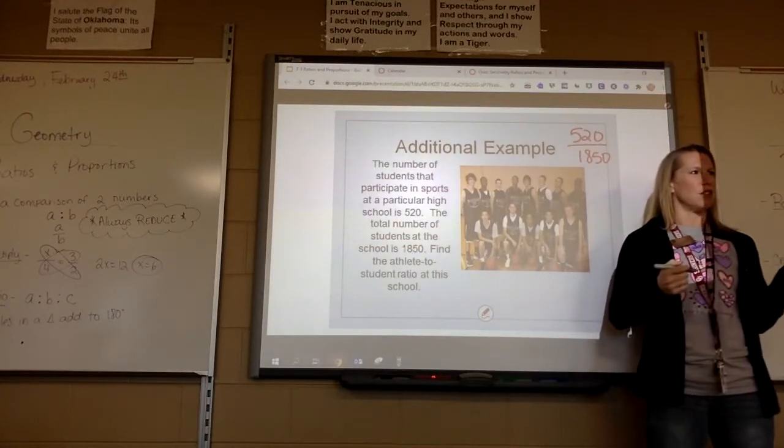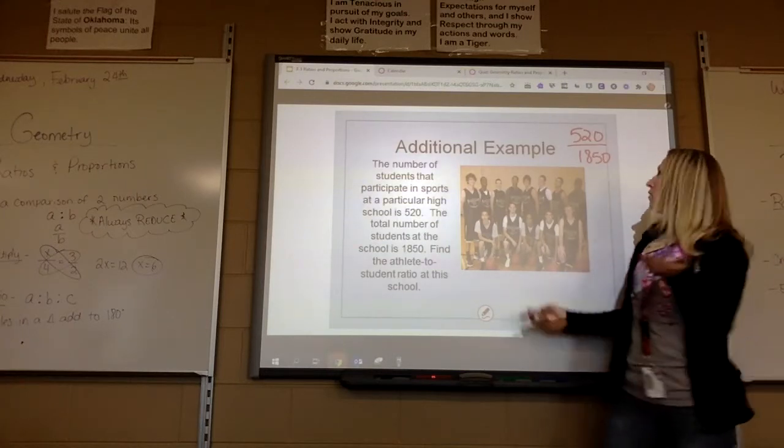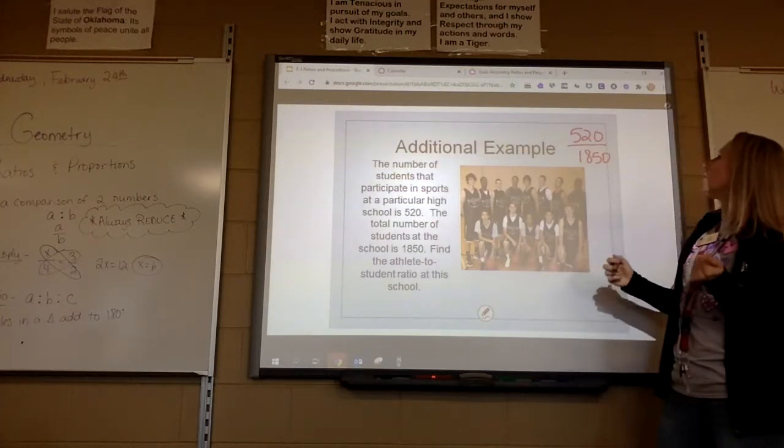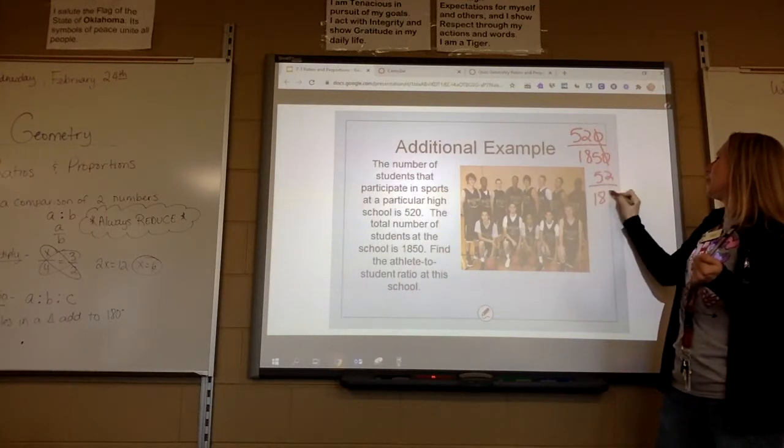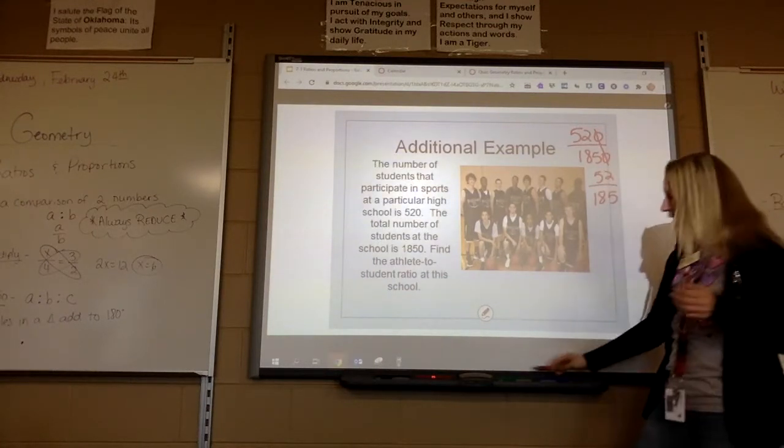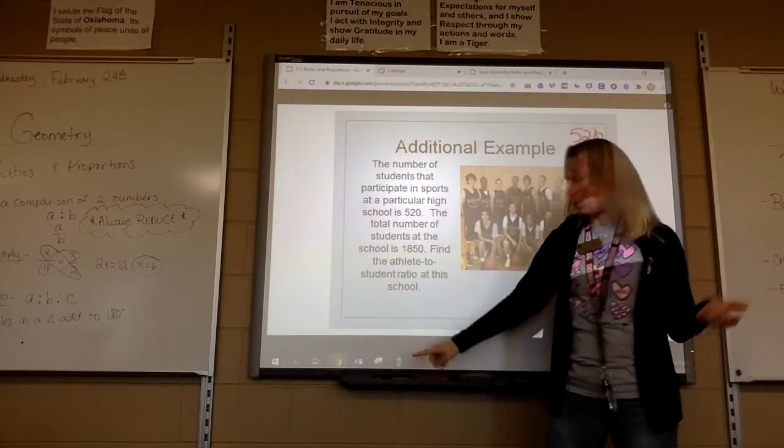Do you guys know how to reduce in your calculator? 5/18. No. Well, close. The zeros will cancel. It'll be 52 to 185. But let me show you how to reduce in the calculator, just in case you need to know.